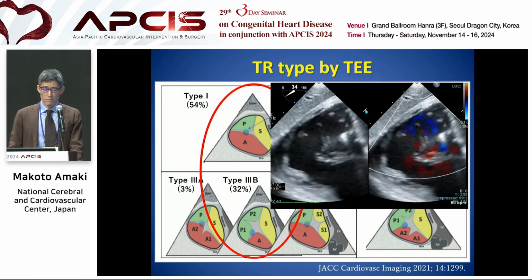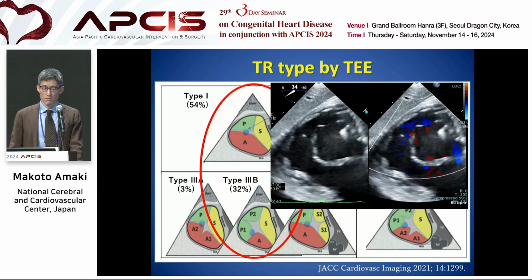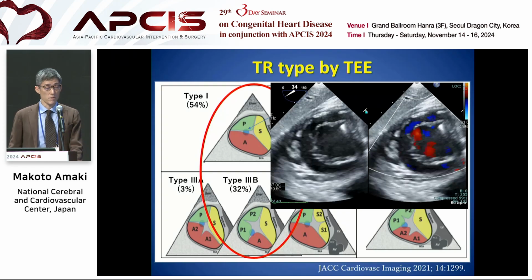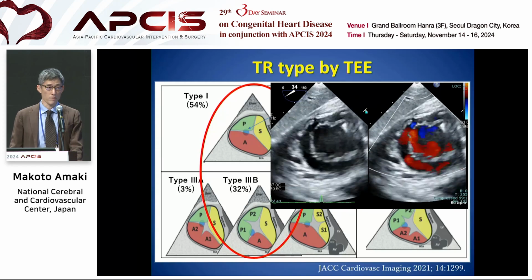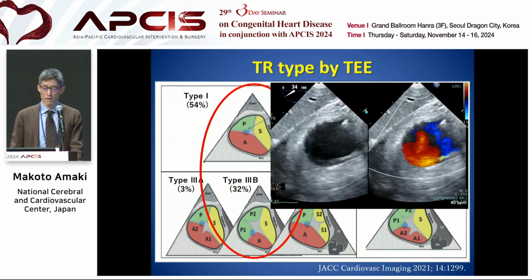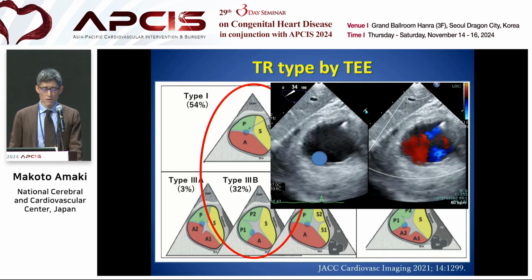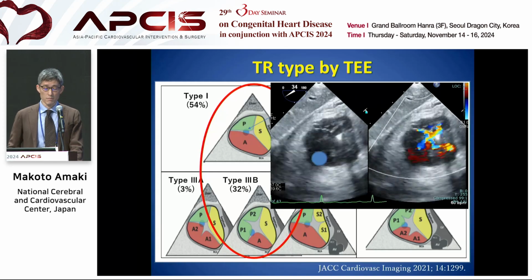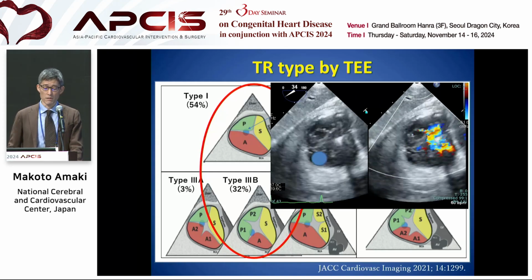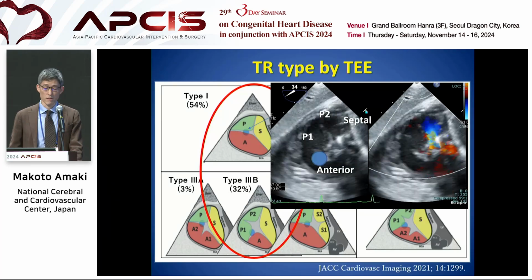In a real actual TEE image, the image does not show where the border of the posterior leaflet and anterior leaflet is. But by looking at the anterior papillary muscle, you would also be able to differentiate the anterior papillary muscle and posterior papillary muscle, as shown in this diagram.